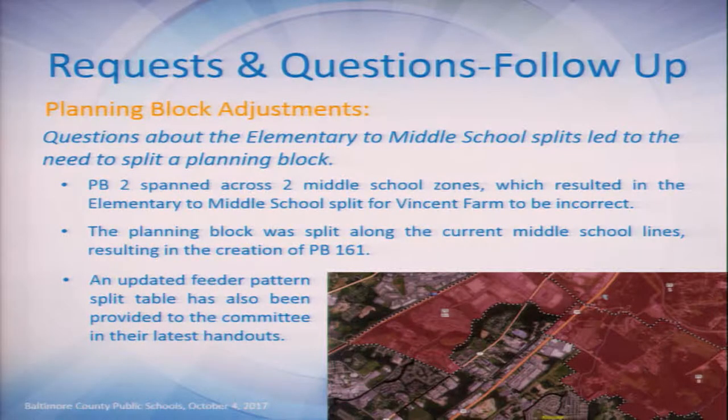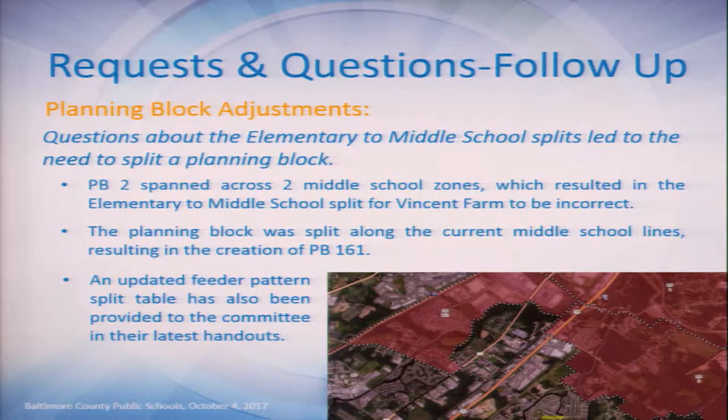There were some questions about elementary to middle school splits that led to the split of a planning block. Somebody had mentioned that Vincent Farm was split to three middle schools instead of two, which the data showed. We went back and looked at that, and actually there was one big planning block that crossed over middle school boundaries that wasn't picked up. So you have, in your packet of information now, a corrected and accurate split for Vincent Farm. And I think you had mentioned it's about 30% to all three schools, and that's exactly what the data represents too.